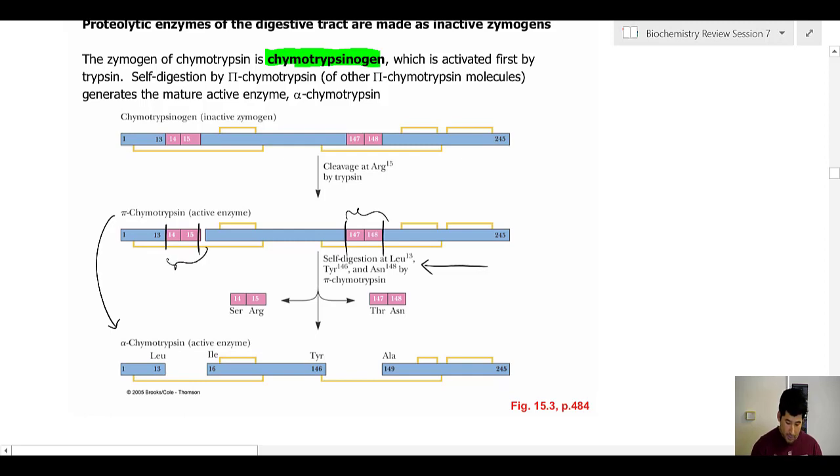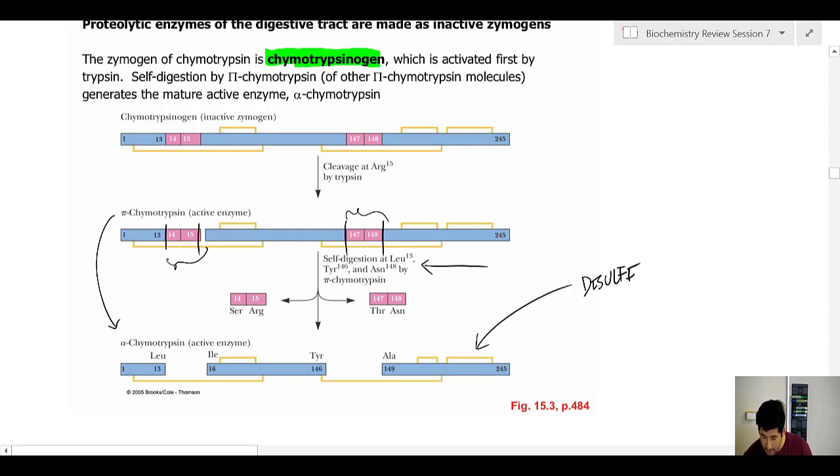And it's going to lose those 4 amino acids. And now what we have is this active enzyme. And just out of curiosity, what are these gold or yellow lines right here? What do those represent? Disulfide bonds. Perfect. These are disulfide bonds.